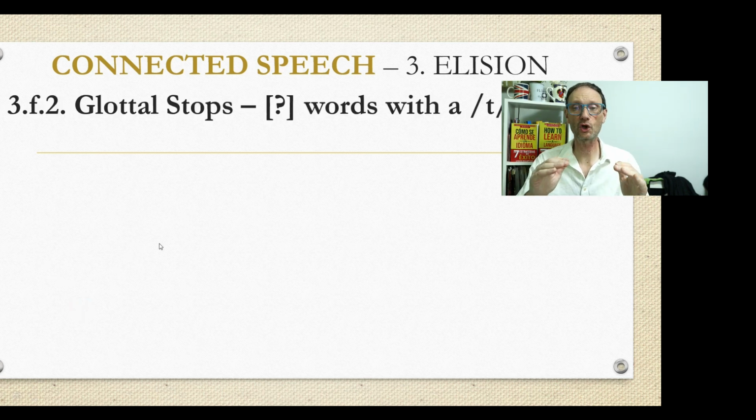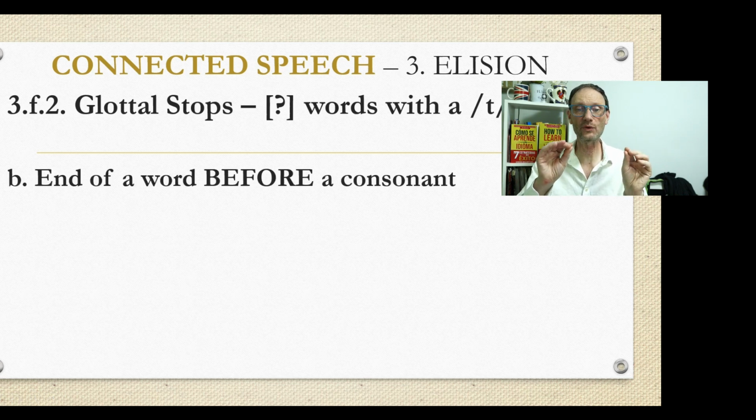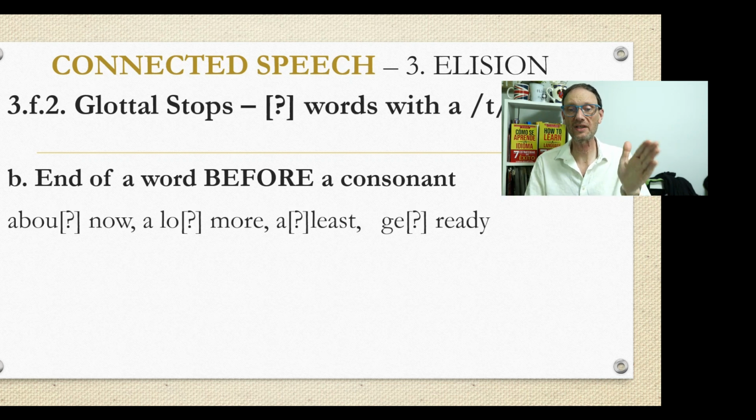The second example of glottal stops are words with a T again, but this one, the end of the word before a consonant. Let's look at what that means. So it's what we did before with like but and put, and we have them here. About now, about now, a lot more, at least, get ready.